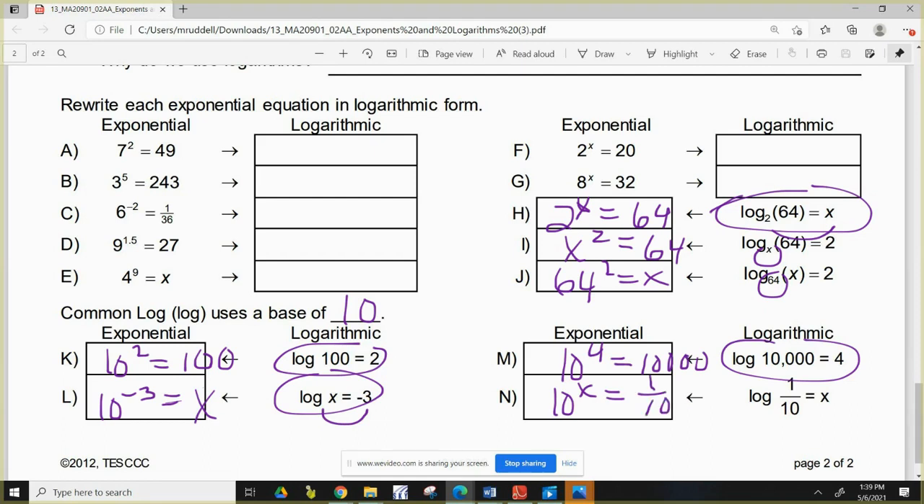Changing from exponent to logarithm. All right, so you're going to use this to rewrite the log. I'll do a second video where I explain a couple of examples of that to you.